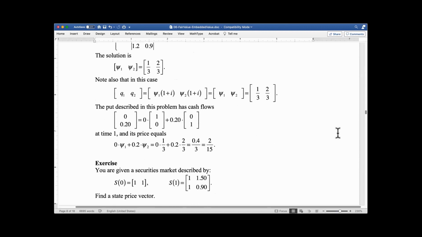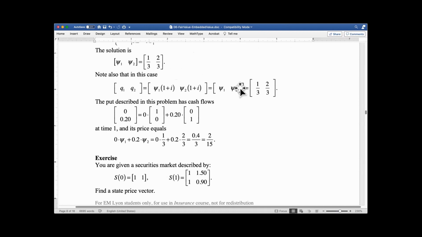Note also that in this case, the risk-free interest rate is actually 0, and these two add up to 1 because they are equal to Q1, Q2. The put described in this problem has cash flows of 0 and 0.20. And we can write this as 0 times (1,0) plus 0.20 times (0,1). And its price will be 0 times the price of (1,0), which is psi1, plus 0.20 times the price of (0,1), which is psi2. So it'll be 0 times 1/3 plus 0.2 times 2/3. And that's 0.4 over 3, or 2/15.